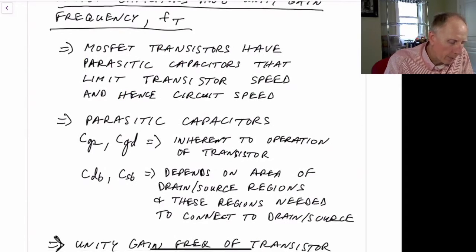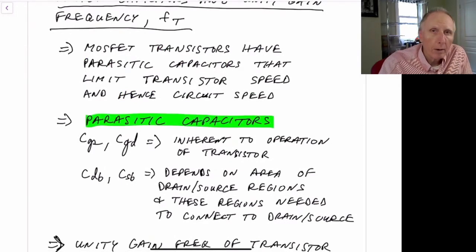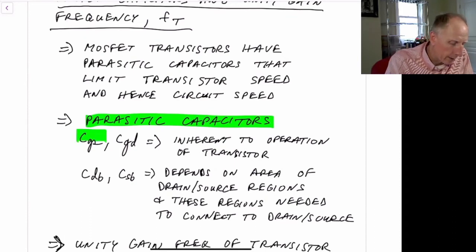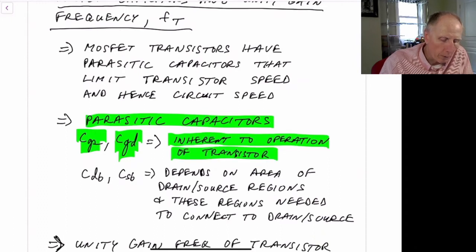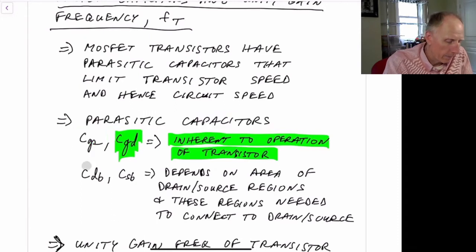We'll see that there are 4 parasitic capacitances. There's a gate to source parasitic capacitance and a gate to drain parasitic capacitance, and these two capacitances are inherent to the operation of the transistor. So we need these capacitances in order to make the transistor work as intended.